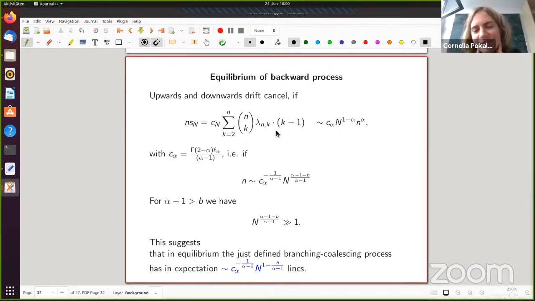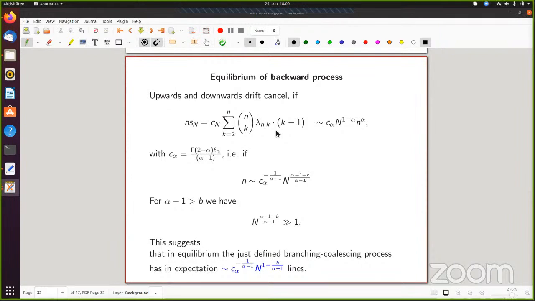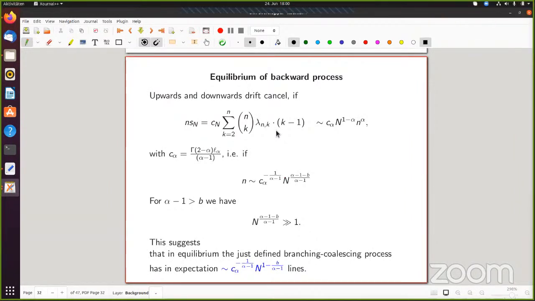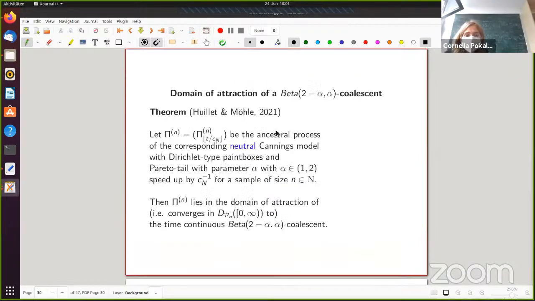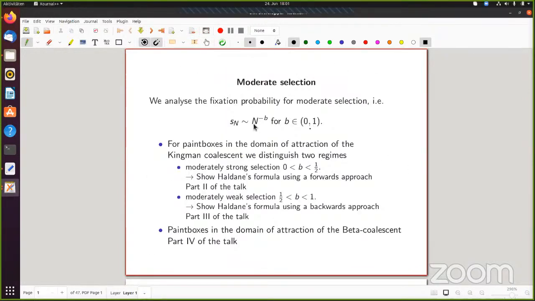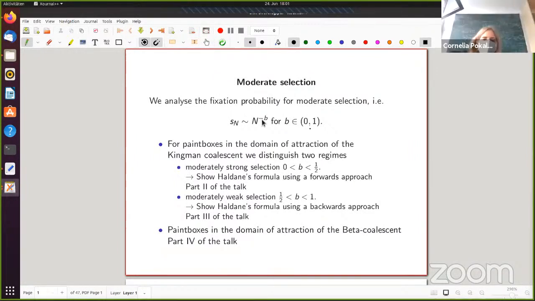What exactly is B? Another question: what if B equals alpha minus 1? Can you further remind us what B is? What is the sense of B? B is the selection, so it gives a selection strength. So we have this moderate selection, n to the power of minus B. Okay, asymptotic of variance. Okay, thank you.